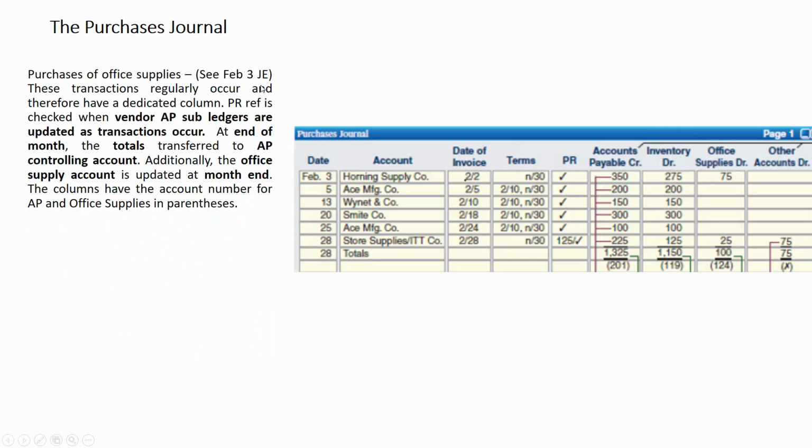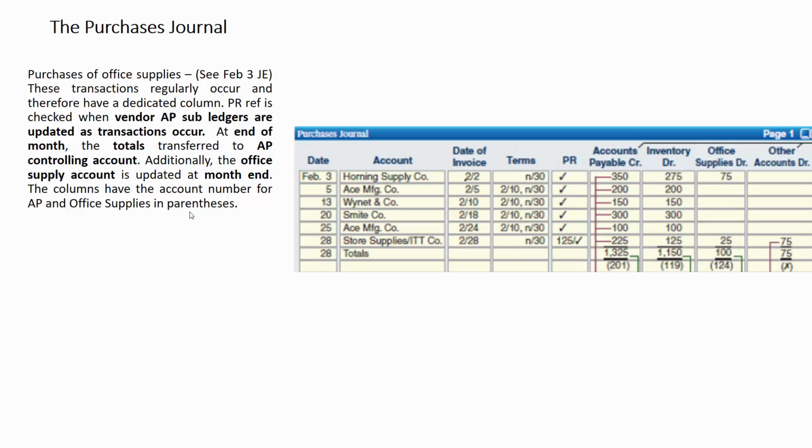Purchases of office supplies. See the February 3rd transaction. In case your book, or your project, has just purchases of office supplies. These transactions recur regularly and therefore have a dedicated column. The posting reference is checked when the vendor accounts payable subsidiary ledgers are updated as the transactions occur. At the end of the month, the total is transferred to the AP controlling account. Additionally, the office supply account is updated at month end. The columns have account numbers for AP and office supplies in parentheses.